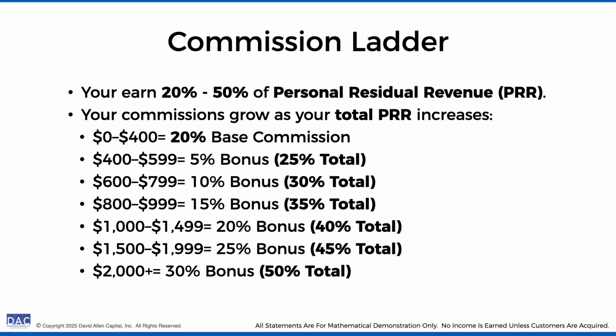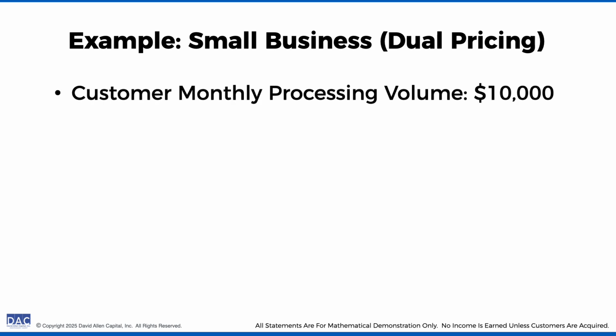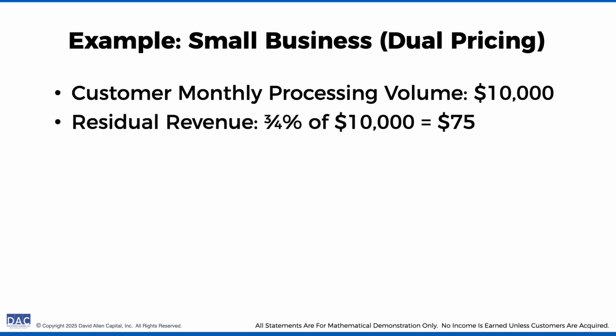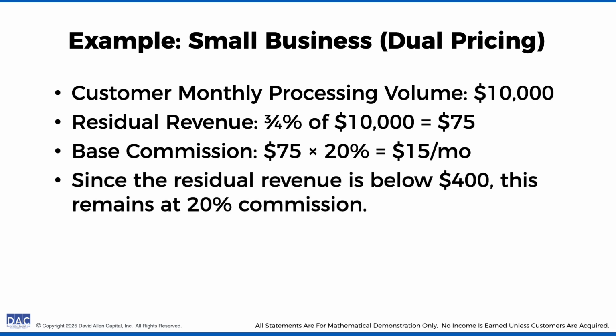Now let's use an example here of a small business only doing $10,000 on dual pricing. Remember, we already established the average should be about 0.75% of that 10,000 would be your residual revenue, about $75 personal residual revenue, all right? Your base commission is 20%, you'd be making $15 a month or about $180 per year for signing that customer up. Now, if you had more customers and you're higher up the ladder, you'd get more than 20%, but let's just say this is your only account, and because it's below 400 residual revenue, the first rung on the ladder to get a bonus, you remain at 20%.